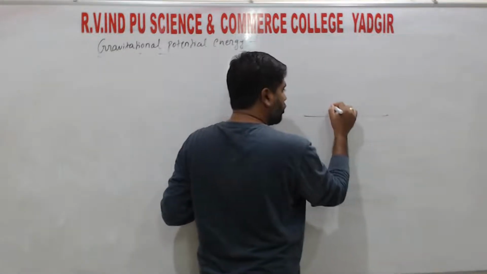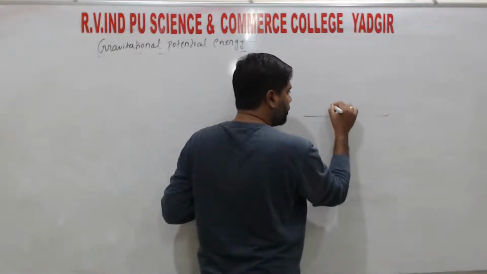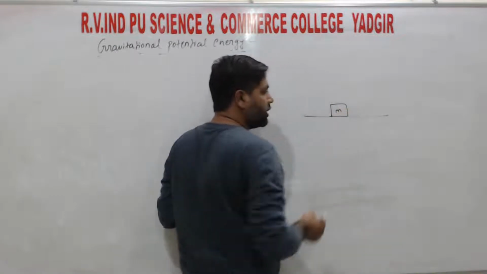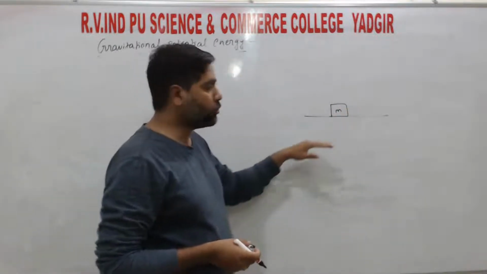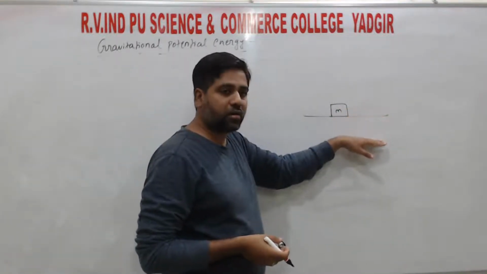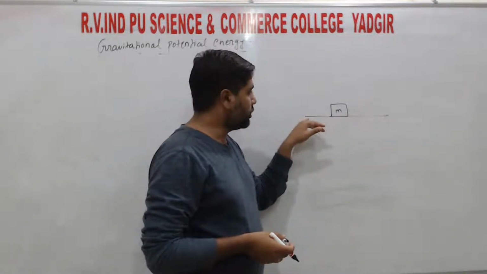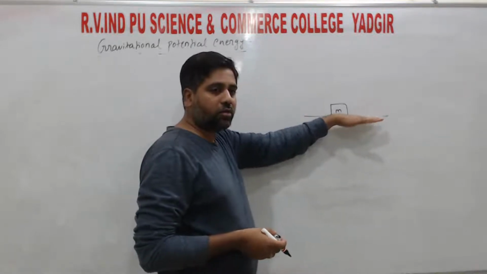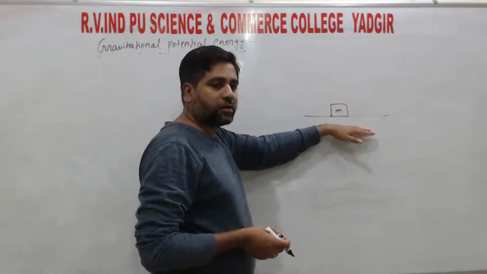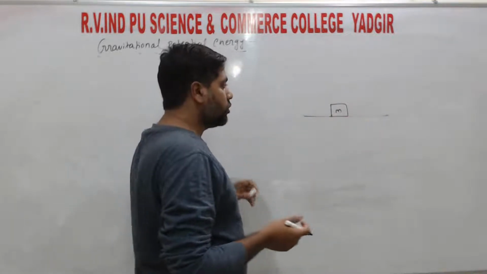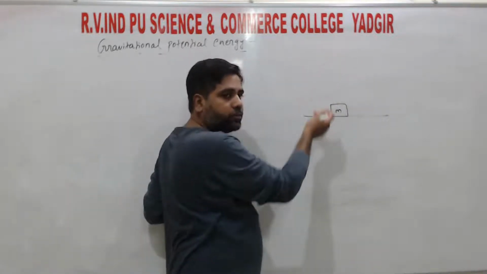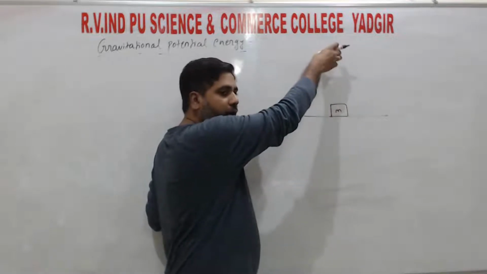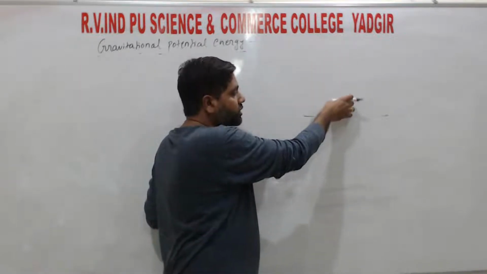So consider an object of mass m. Initially it is on the surface of the earth. If we consider the ground, that becomes the surface of the earth, right? So now I am lifting this object. Lifting means I am raising it upwards, right?